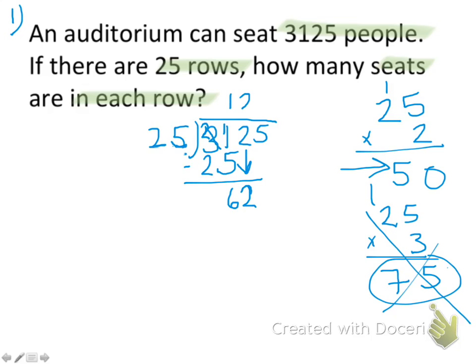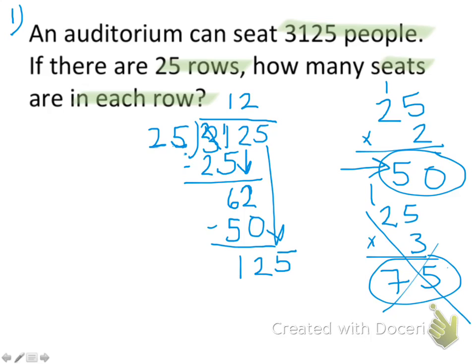So I'm going to put my 2 up here. And since we've already done the math over here, I don't need to do it again. 2 times 25 is 50. I'm going to subtract them. 2 minus 0 is 2. 6 minus 5 is 1, and I bring down that 5.